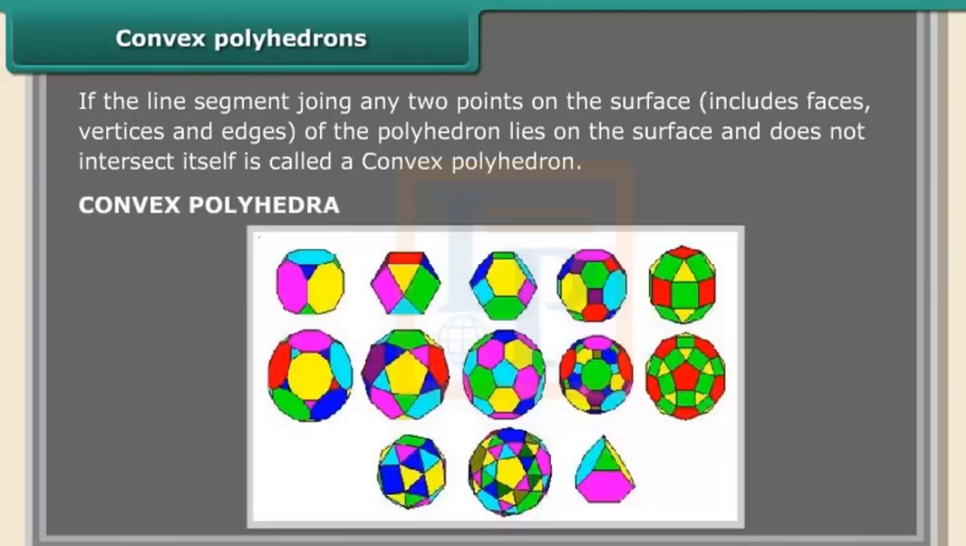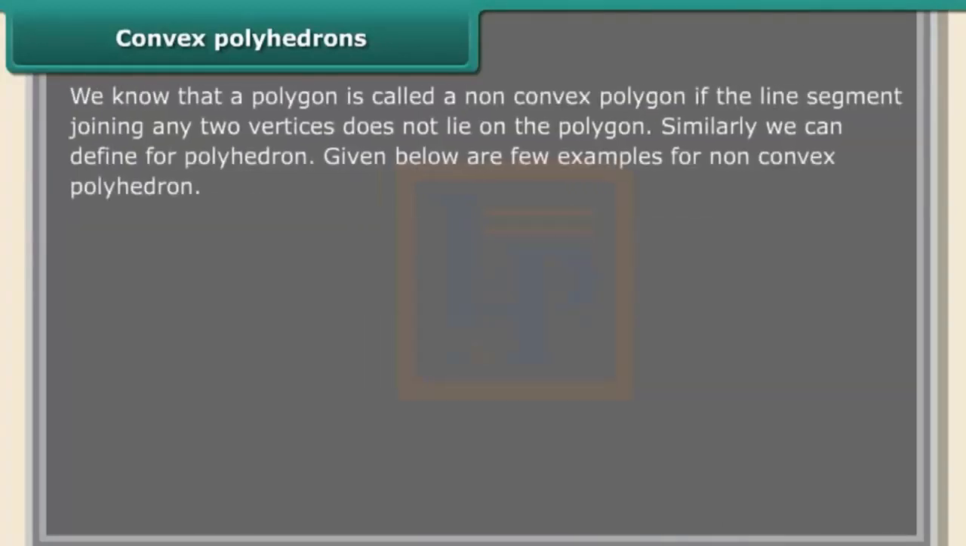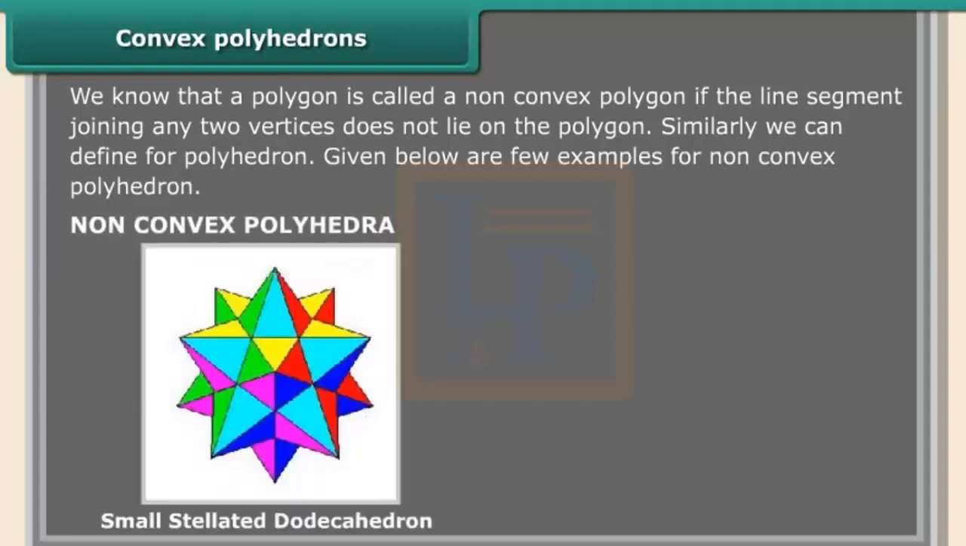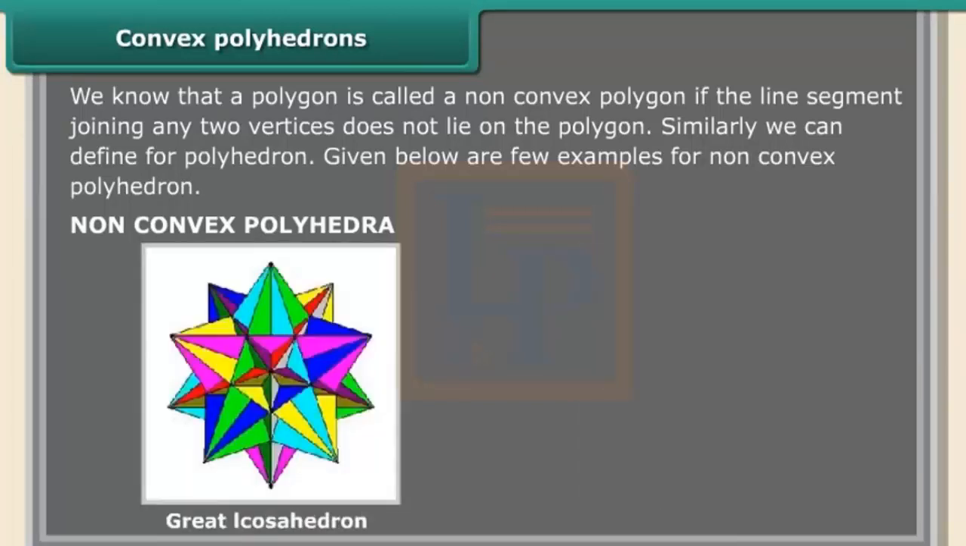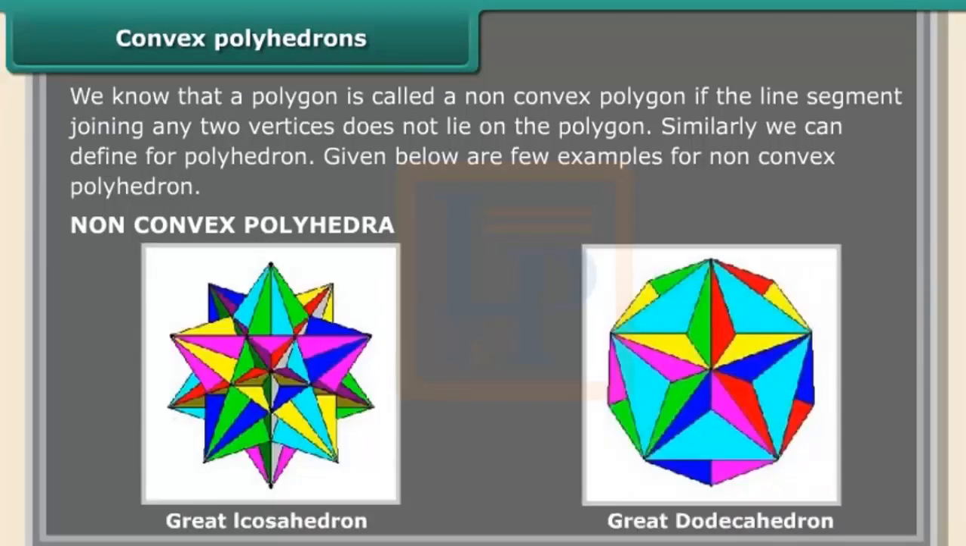We know that a polygon is called a non-convex polygon if the line segment joining any 2 vertices does not lie on the polygon. Similarly, we can define non-convex polyhedron. Given below are few examples for non-convex polyhedron. Non-convex polyhedra: small stellated dodecahedron, great stellated dodecahedron, great icosahedron, great dodecahedron.